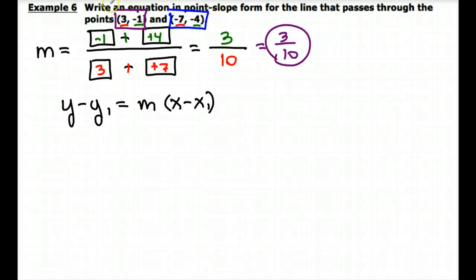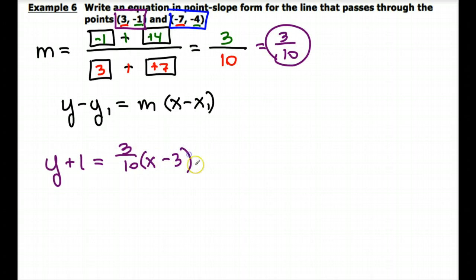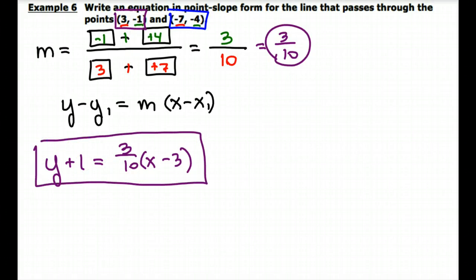If we choose the point 3, negative 1, this is what we get. We'll get y plus 1 equals 3/10, our slope, times the quantity x minus 3. Again, a different sign on the 1 and the 3 when we plug in. Or, if we choose the point negative 7, negative 4, we would get this. y plus 4 equals 3/10 times the quantity x plus 7.